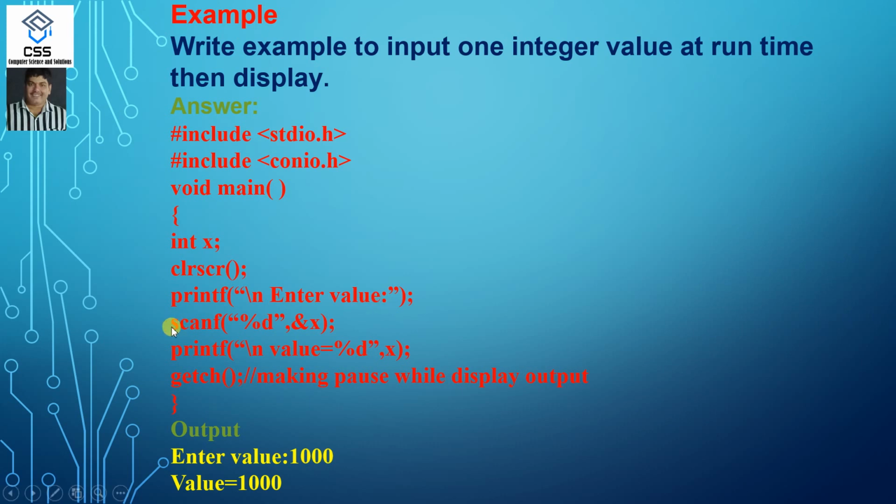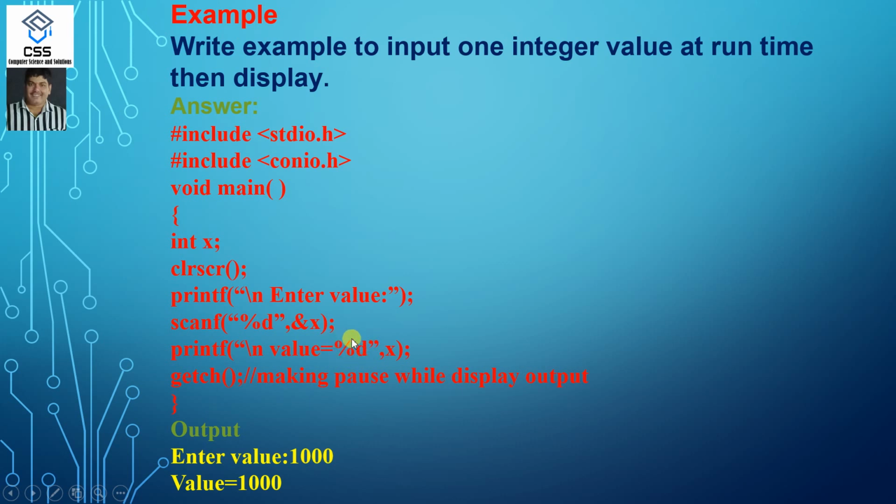Then scanf. Scanf is the function through which you can input the value, and the syntax tells the format string %d, which is the format string for integer. Address of variable, that is ampersand x. If you don't give ampersand, the value will not be input and a wrong result will be carried. Then after inputting the value, you have to display the value. The display function is printf. Value equal to %d. Why have you written %d?